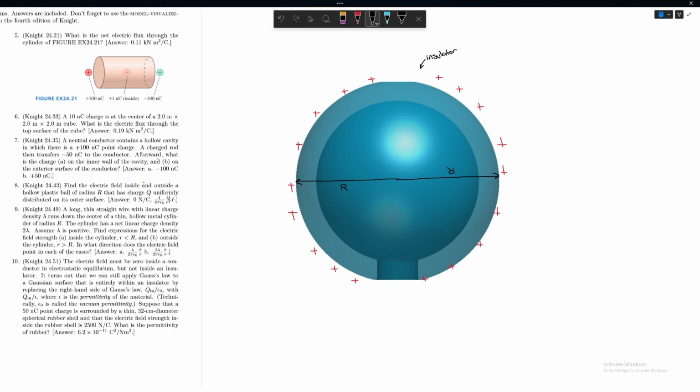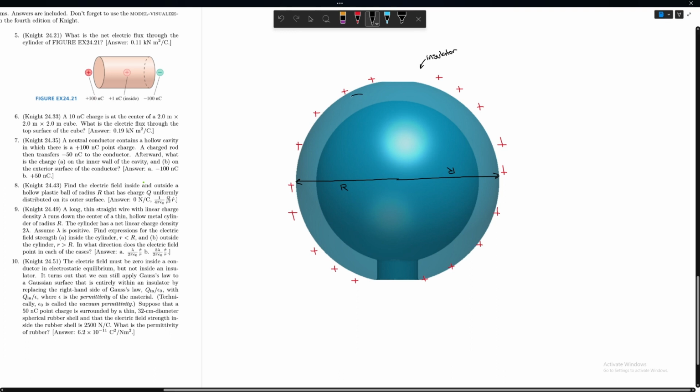Okay, so the point is, charge Q is uniformly distributed on its outer surface. So we're looking for the electric field inside and outside. So, okay, what can we do here? The electric field here.